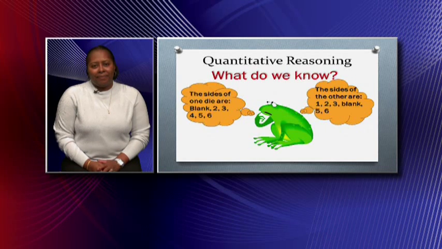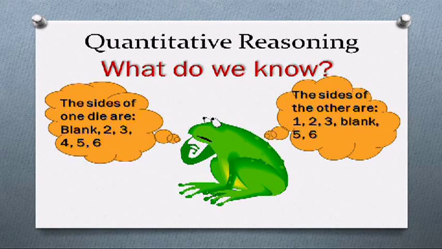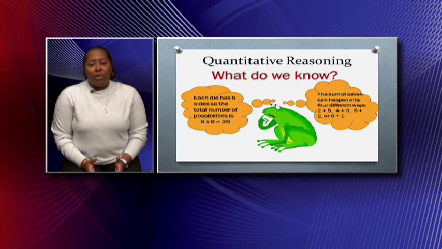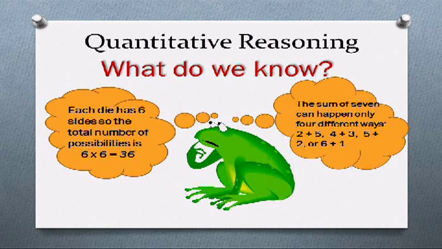What do we know? We know that one die has 6 sides, and those sides entail a blank, a 2, a 3, a 4, a 5, and a 6. We know that the second die has 6 sides, and it includes a 1, a 2, a 3, a blank, a 5, and a 6. We know more information though. We also know that since each die has 6 sides, then the total number of possibilities of getting any sum is 6 times 6, which is 36.